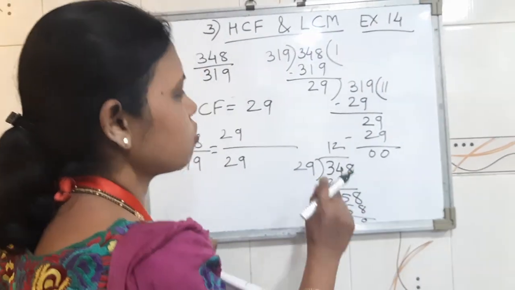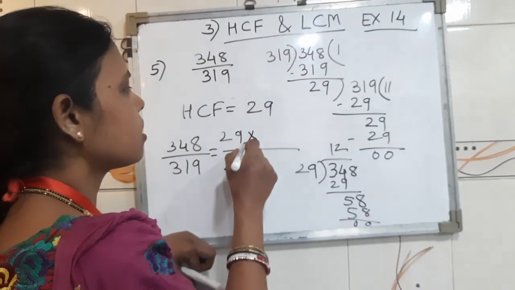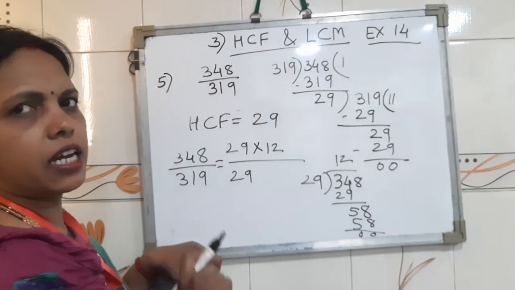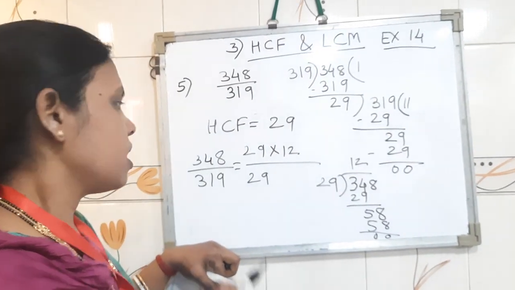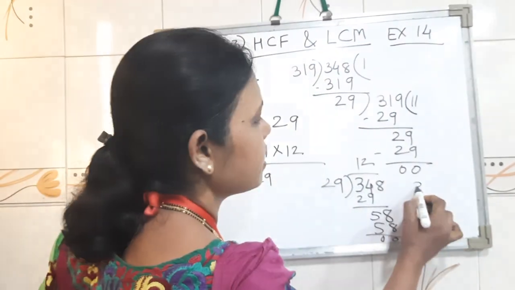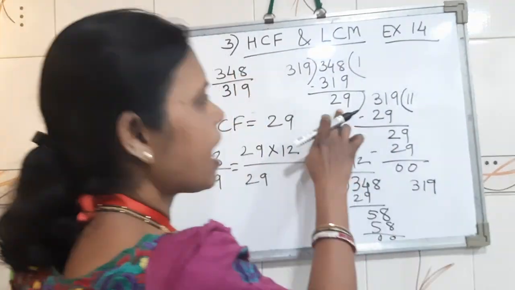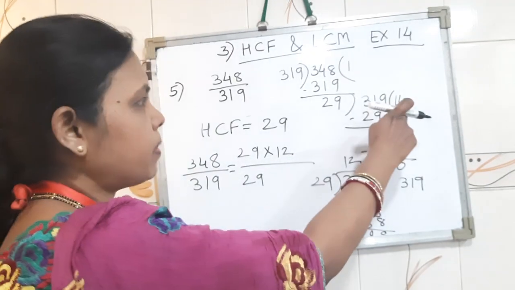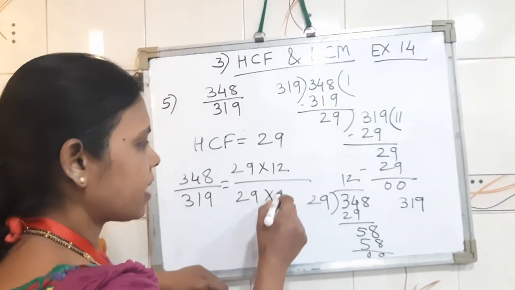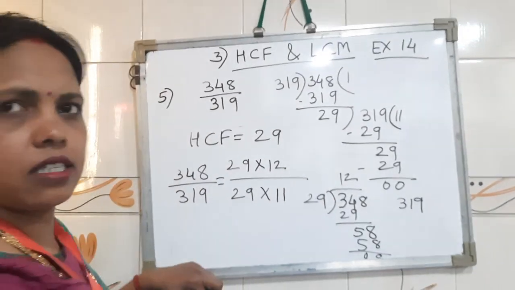Your answer is 0. Means 29 multiplied by 12, you will get 348. Now in the same way 29 and 319. As we know here, we had completed that division over here. That's why we will not divide again. We will write it as it is.